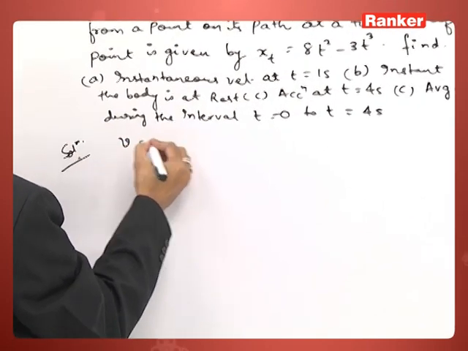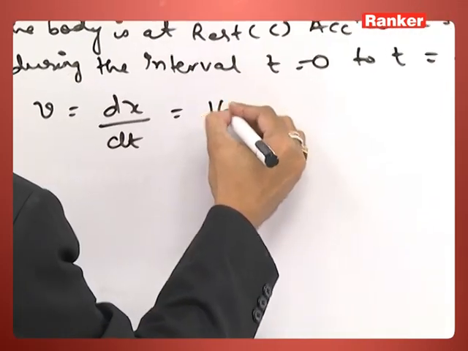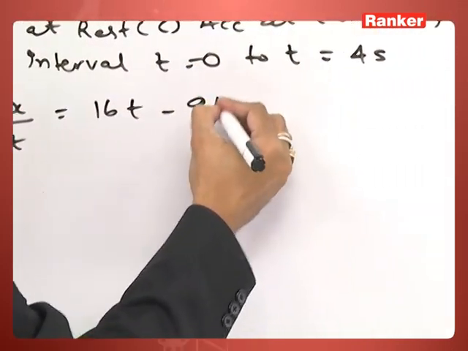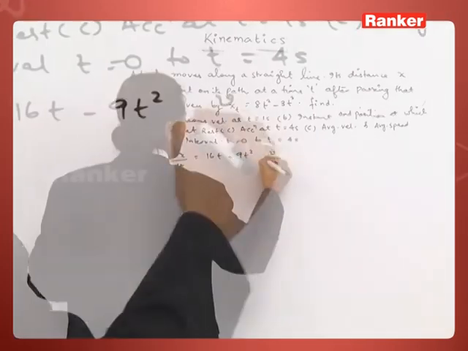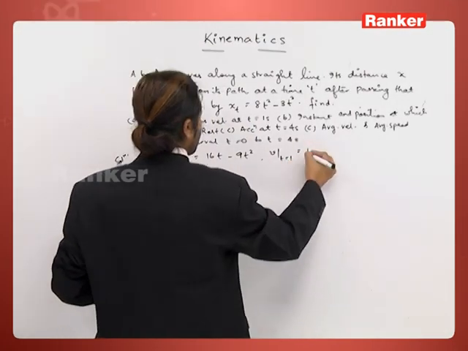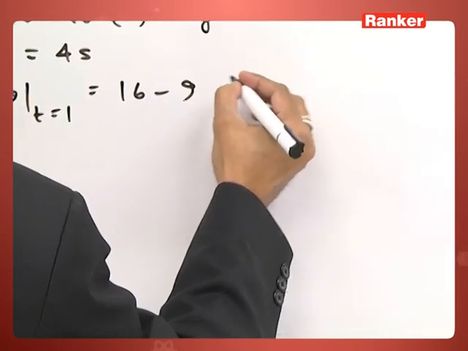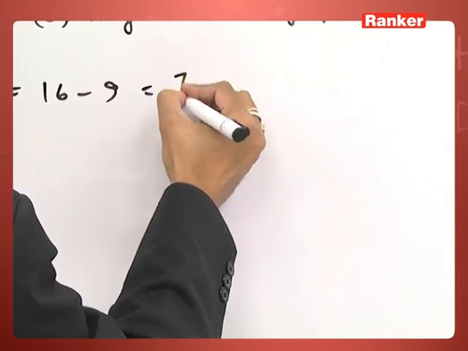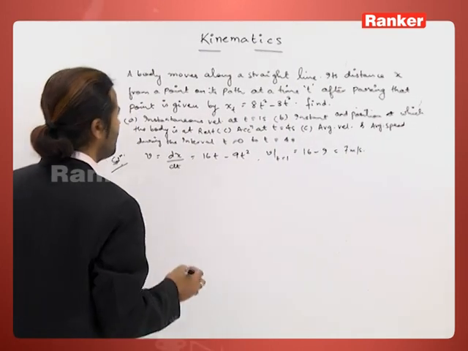Now velocity will be dx by dt, which is 16t minus 9t square. So the velocity at t equal to 1 will be 16 minus 9. This will be 7. So we got the instantaneous velocity.